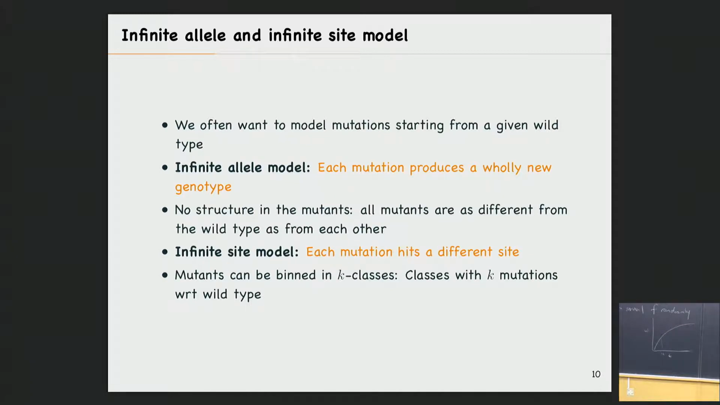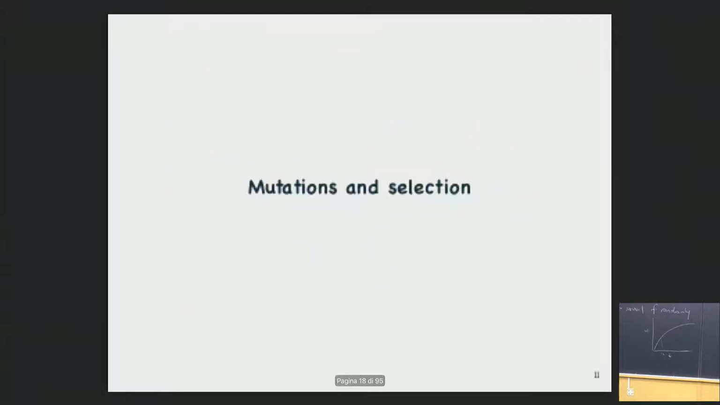Since the infinite allele model and the infinite site model you find quite often in the literature, it is useful to remember what they are about. Infinite allele is with no structure. Infinite site has a class structure which counts the number of mutations in each class.